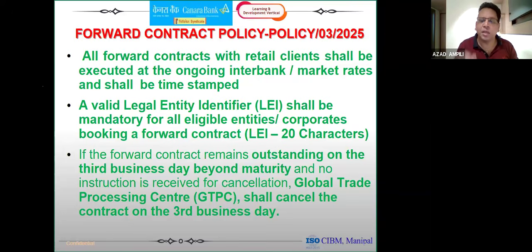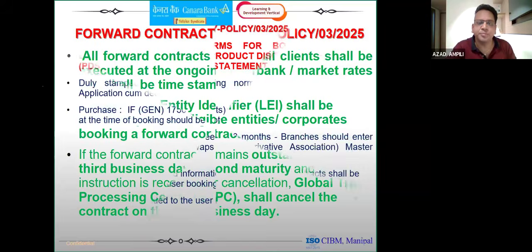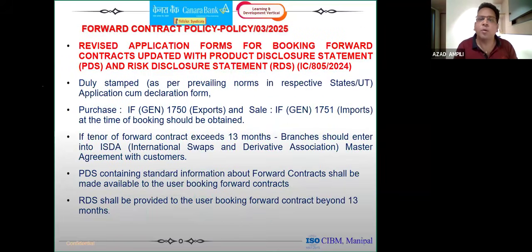So what will GTPC, Global Trade Processing Center, do? If the forward contract remains outstanding on the third business day, remember this, third business day beyond maturity, and no instructions are received for cancellation, GTPC shall cancel the contract on the third business day. Means he is supposed to utilize this forward contract. If the firm is not utilizing it, we have to cancel. We can't allow our country and our bank to be in risk. Yes, forward contract, one more update in the same policy.